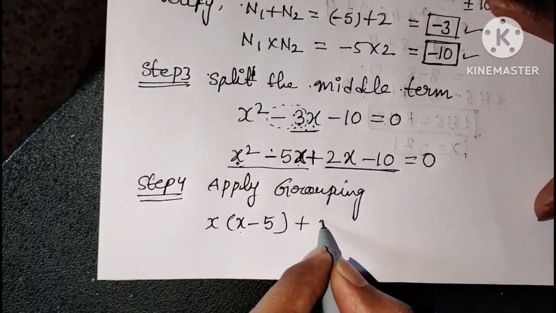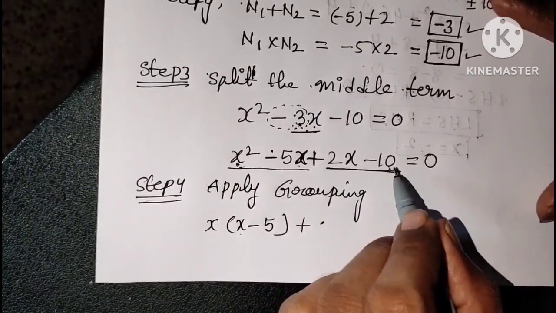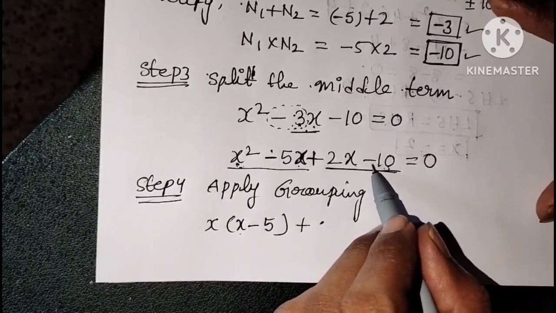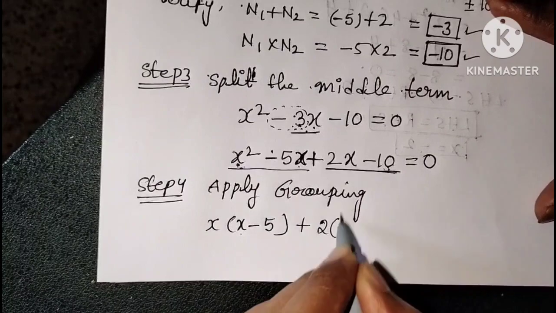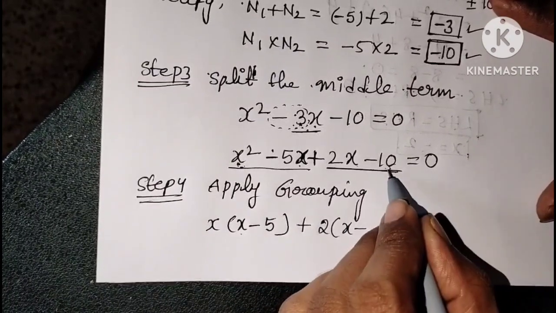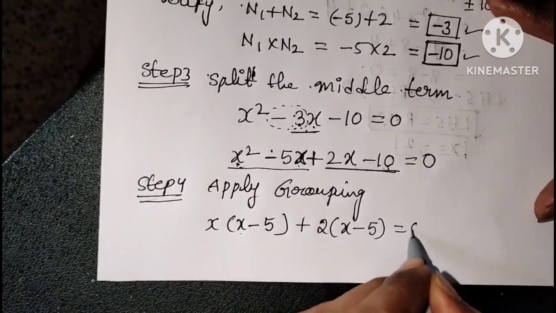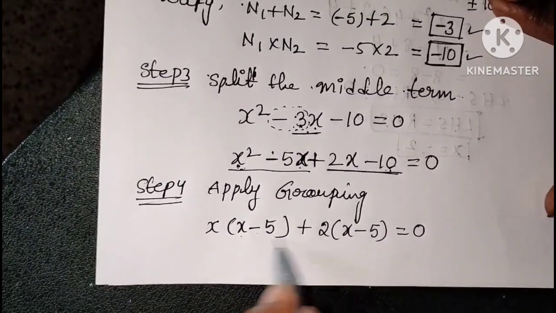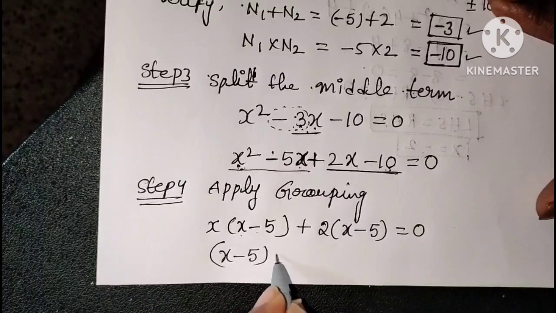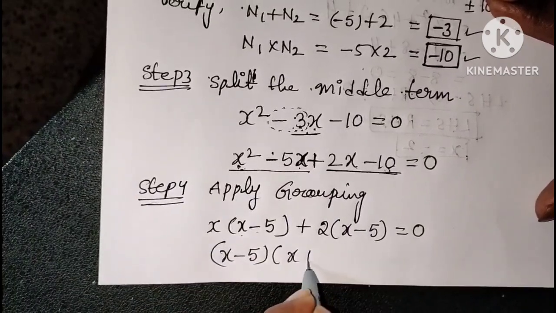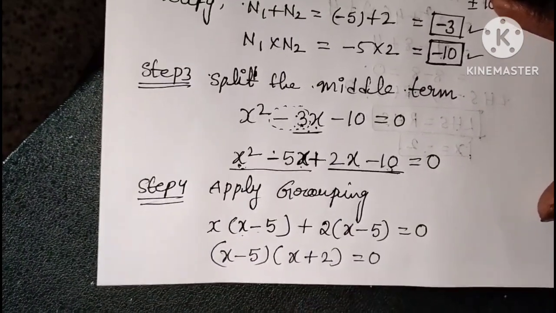-10 కెన్ బి రిటన్ యాజ్ -2 into 5. ఓకేనా? సో 2 కామన్ తీస్తే ఇక్కడ ఏముంటుంది? x మైనస్ 5 is equal to 0. Again, what is the common thing here? X minus 5 is a common factor. So take out x minus 5 as a common factor. Here remaining thing is x and here 2 is equal to 0.